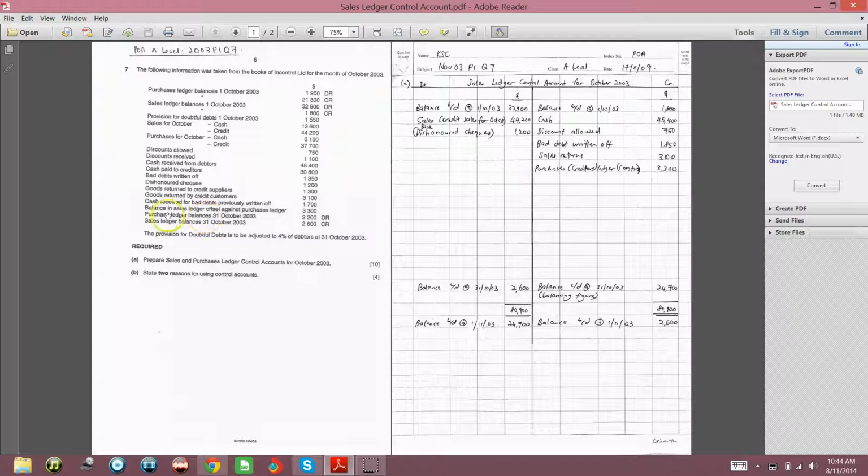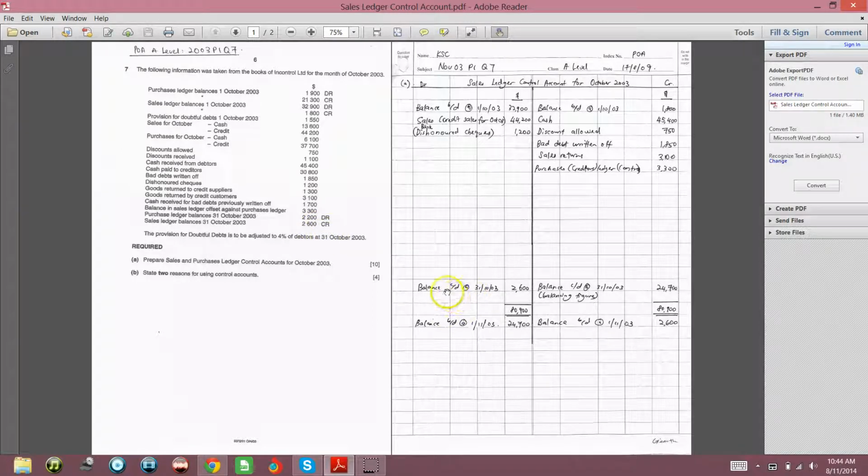Okay. Balance in sales ledger offset against purchases ledger. This one I have explained before. You will put this on the credit side. This is the contra. Okay, put here. Then purchases ledger balance, nothing to do with debtors. Sales ledger balance, the credit balance of a sales ledger. This nature also I explained before.